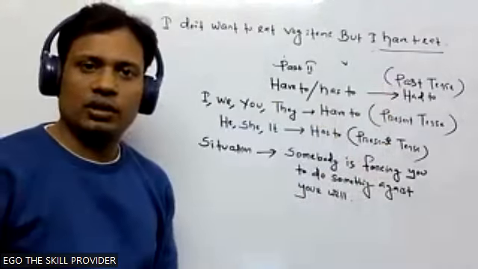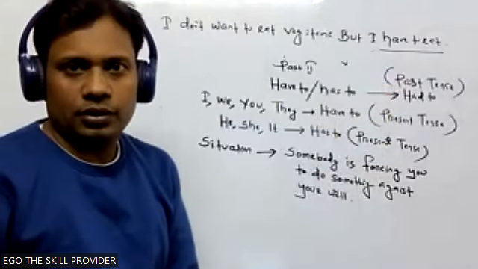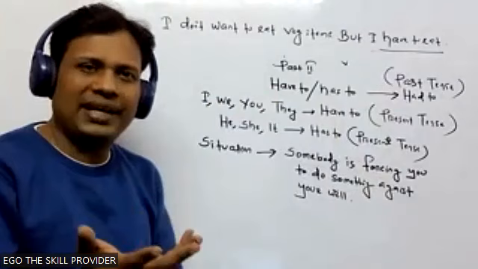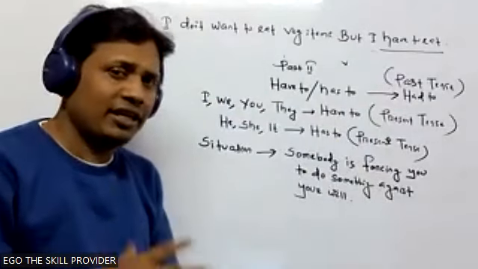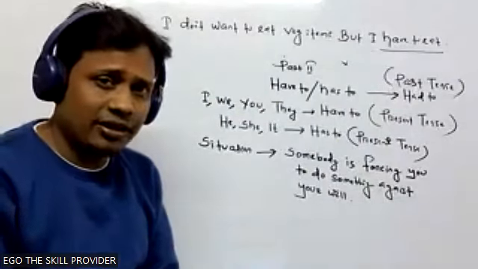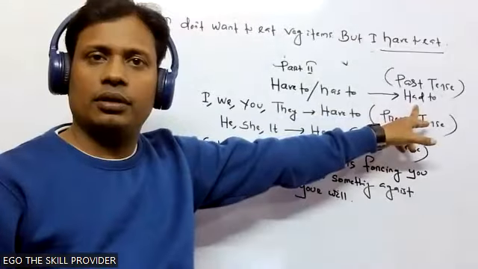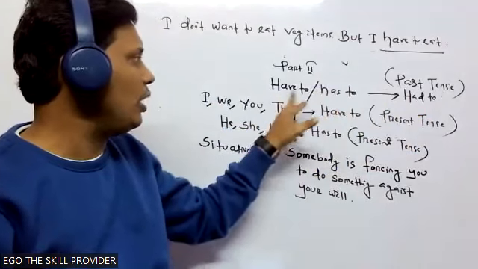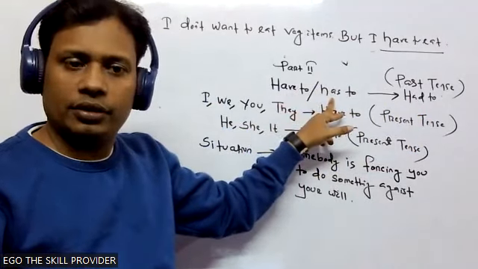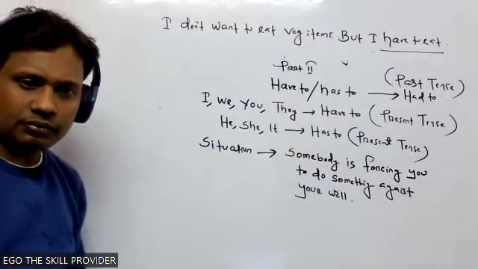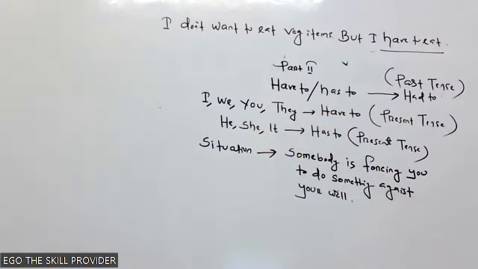In the past tense, you have to say had to. So whenever something happened yesterday, the day before yesterday, last month, last Sunday, something in the past, you can use had to. That is common for both have to and has to. Got it? This is loud and clear to everybody.